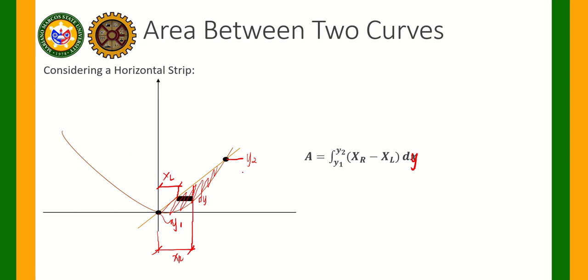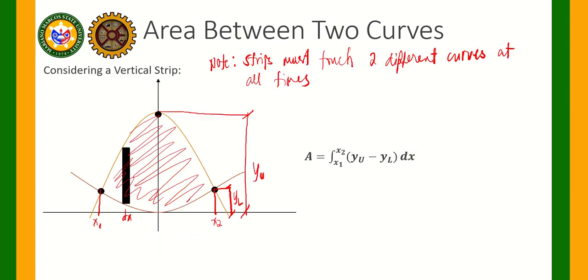Paano natin malalaman yung function na i-integrate natin? We subtract x sub R minus x sub L. Then, we have this strip. Ganun din pala sa kabila. Mali pala yung dinowing ko kanina. So how do you get kung ano yung function na i-integrate mo? Consider natin ulit si strip.